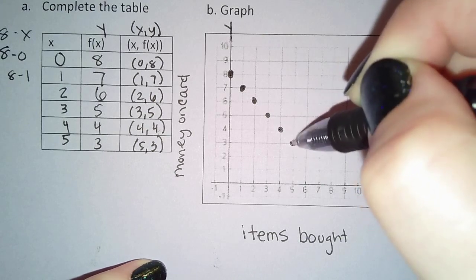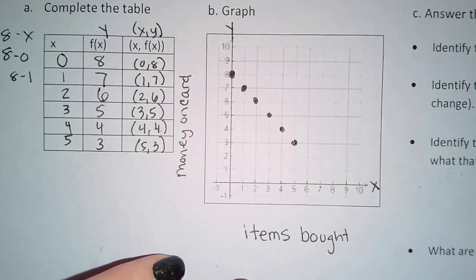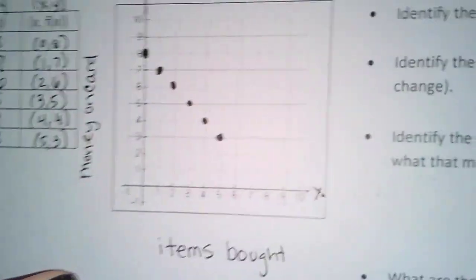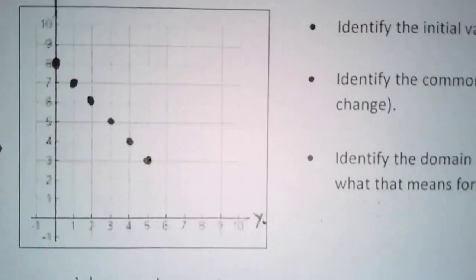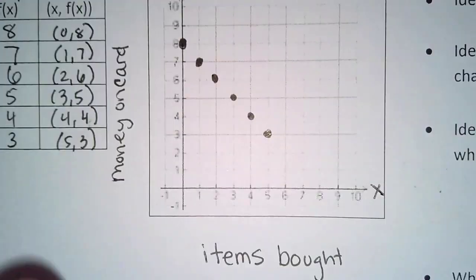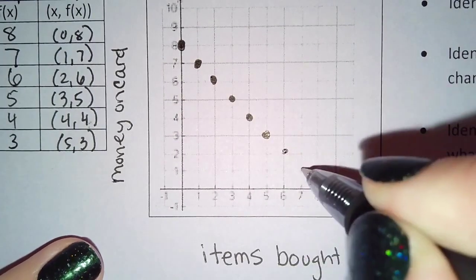Okay. So those are all the points that are in the table. Could we keep going? Yes. Should we keep going? Yeah. Why not, right? It's a real world situation. We probably didn't just stop with $3 on our card. We kept going.